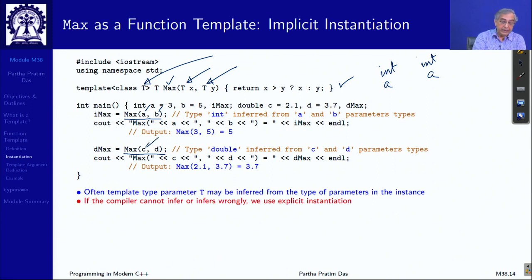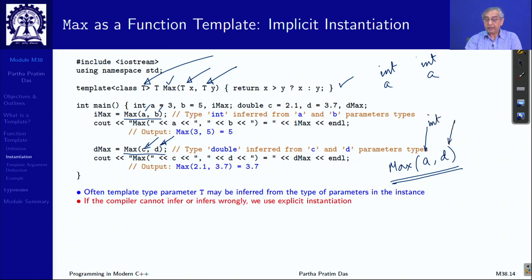Similarly, in this case, C and D are double. So, T has to be double for this to succeed. But if I call max A D, this call will not compile. Why? This is int, this is double. It needs both these types to be same, this particular template, they are different.